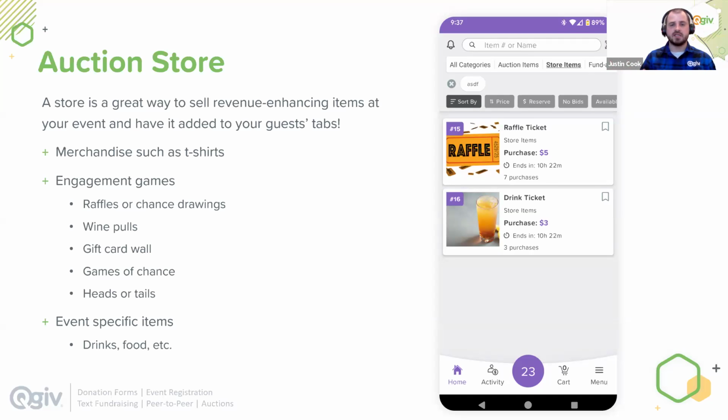And then coming back to those engagement games, right? Those revenue enhancing games that we're going to have on site. You can do all of this through the store as well. Being able to sell those raffle tickets or chance drawing tickets. If you're having a wine pool or you have a gift card wall, any type of game that you're going to look to engage with, everything can be managed within that auction store that's through Givey. If you're using other fundraising tools, just check to see what they can help you with on that side, because these are great ways to help you raise more. And obviously event-specific items such as drinks and food as well.